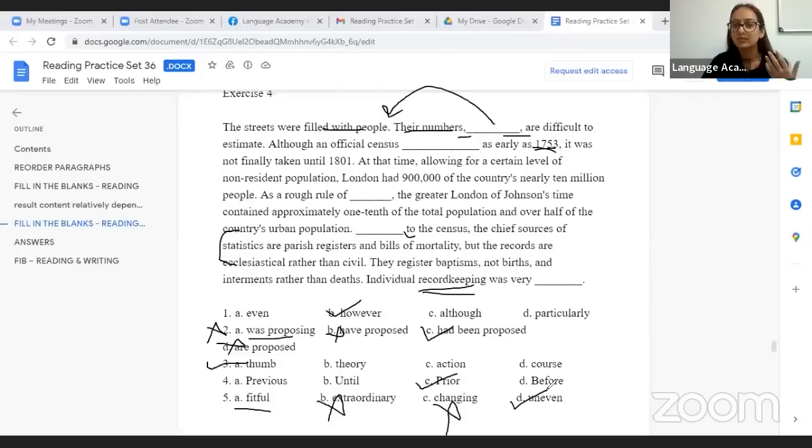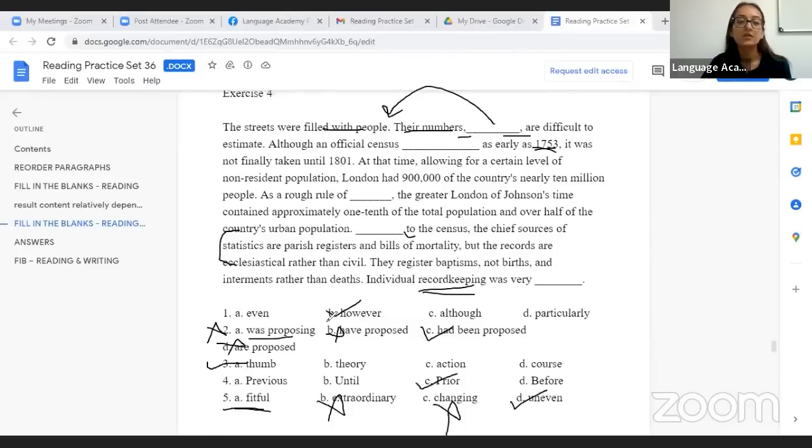It was very unstable, inconsistent, that we can go with uneven, because fitful is with movement only. It also means unstable. Something which is not stable is fitful, but it only goes for movements. Like it is used for fitful breathing, because breathing is a movement. There's a rhythmic movement of our heart, so it can go with that. We can go with fitful sleep, because sleep has a pattern. So that can be fitful. But record keeping cannot be fitful. Right?